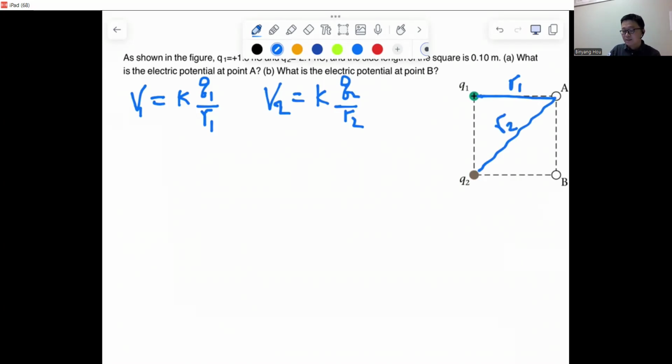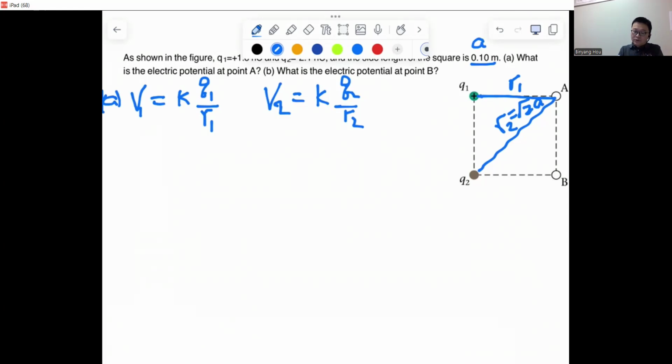Okay, R1 is the side of the square, so R1 should be just 0.1. R2 is the diagonal of the square, so that would be square root 2 times the 0.1. I'm calling it A for the side, 0.1. So then we can calculate for both of them, then add up for the total. So for part A, I think we can do it.